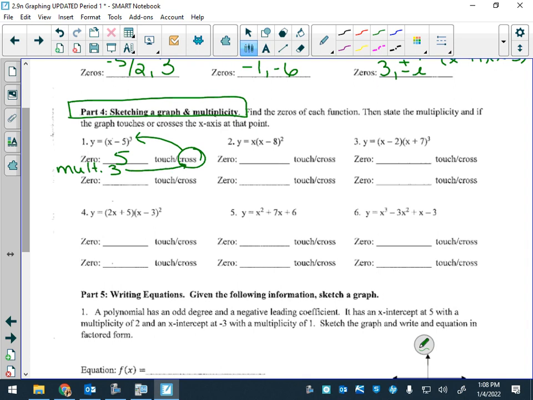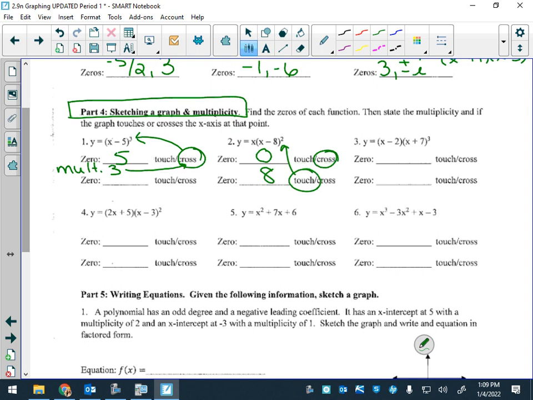Okay? If we look at number 2, we know the zeros from the previous section were 0 and 8. But x has an exponent of 1. So is that touching or crossing? Crossing. However, 8 has a multiplicity of what? 2. So what would it be doing? Touching. Good. So when you touch, you have a multiplicity of 2 or 4 or 6.